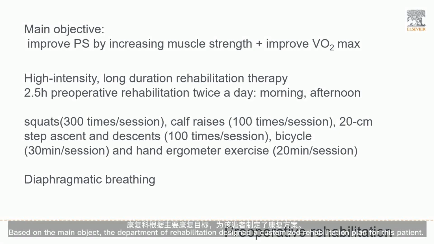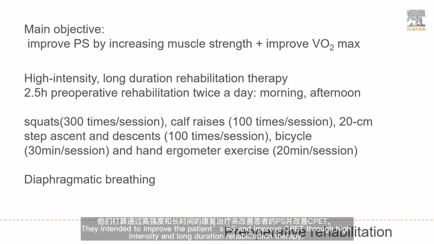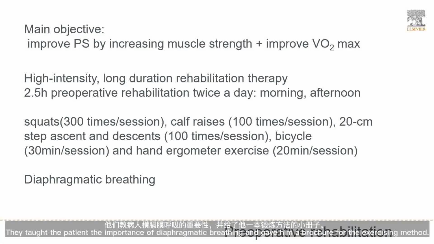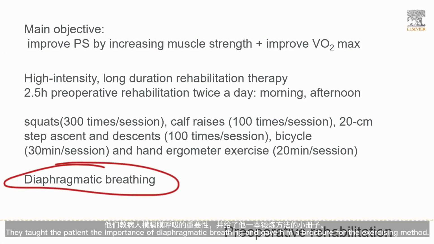Based on the main objective, the Department of Rehabilitation designed a customized rehabilitation plan for this patient. They intended to improve the patient's PS and improve CPET through high-intensity and long-duration rehabilitation therapy. They taught the patient the importance of diaphragmatic breathing and gave him a brochure for the exercise method.